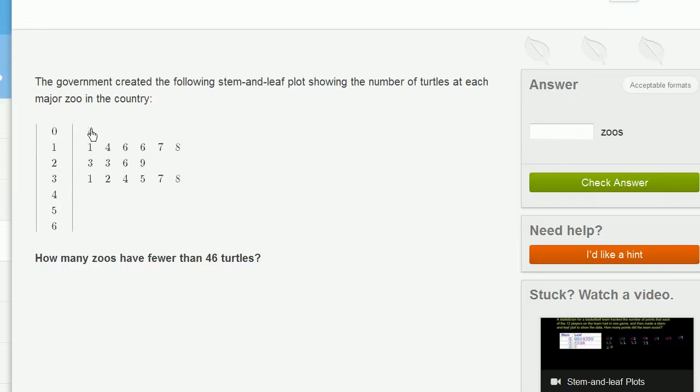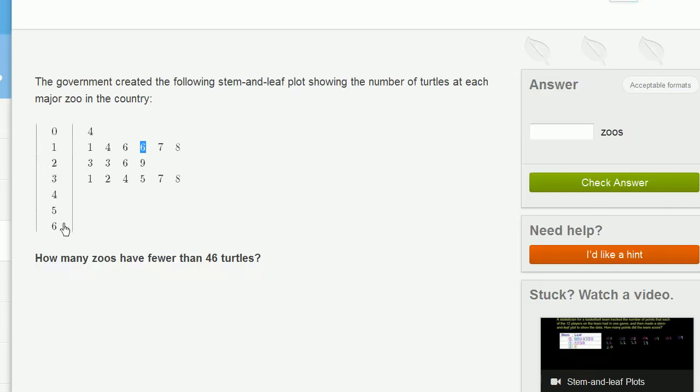So there was only one zoo that had 4 turtles, so you could view this as 0, 4, or 4 turtles. Then, let's see, everything here, the tens place is a 1. So this number right over here is really an 11. This is a 14. This right over here would be a 16. That's a 16, and so forth and so on. This would be 17, 18. All of this is 23. This is 23. This is 26 because we have our tens place right over here. This is the first digit.